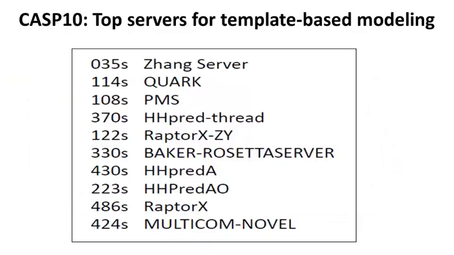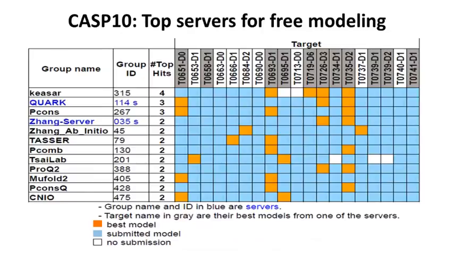In CASP 10, which was run in 2012, the top servers for template-based modeling are listed here. They include homology modeling methods, fold recognition methods, and hybrid methods that use known structures as templates. The top servers for free modeling, that is, ab initio prediction without known structures as templates, are listed here.